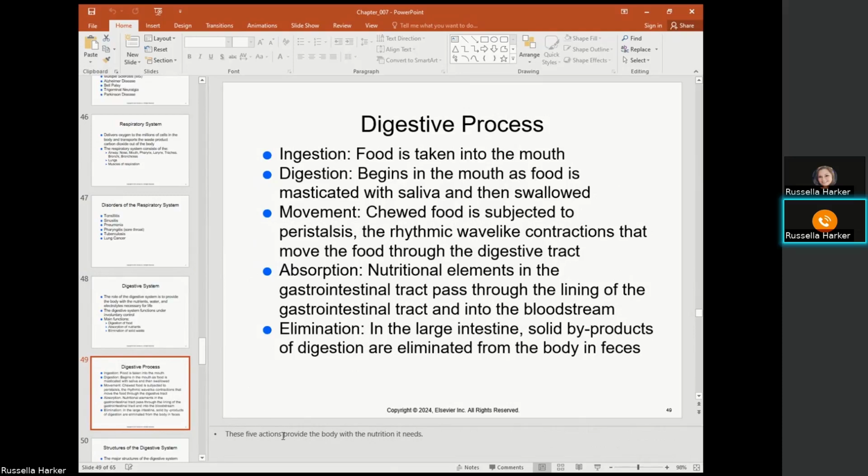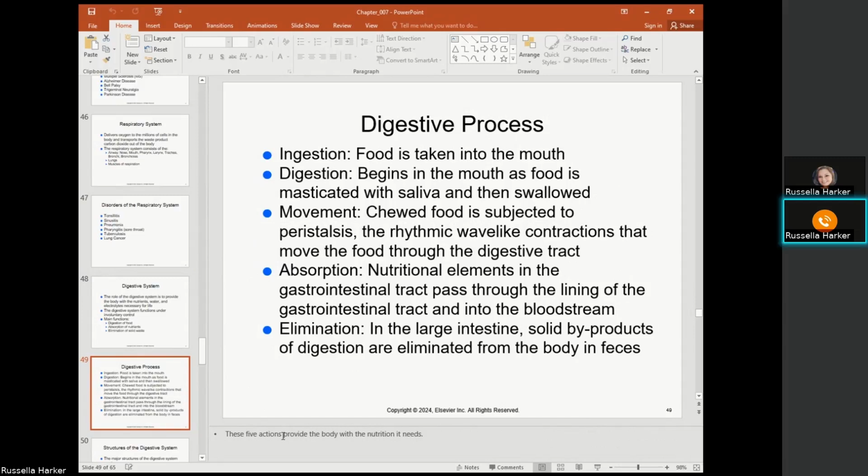Digestion is the next phase. It begins in the mouth as food is masticated, or chewed, with saliva and then swallowed. Movement is the next step in this process. The chewed food is subjected to peristalsis, the rhythmic wave-like contractions that move the food through the digestive tract. Absorption is when the nutritional elements in the gastrointestinal tract pass through the lining of the gastrointestinal tract into the bloodstream.